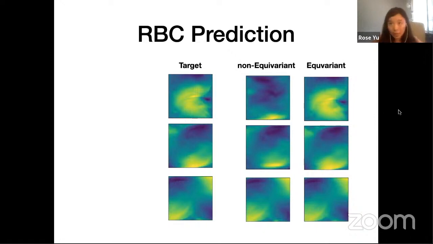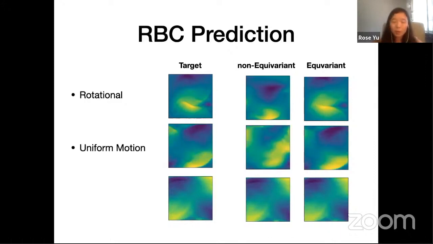Let me show you some examples. Let's consider rotation. What you see here, the left is the target, which is the ground truth, and the middle one is the prediction from a non-equivariant model. Even though it's one of the state of the art for video forecasting, it completely fails with changing dynamics, whereas the equivariant model predicted well in this case. And this type of property holds for different types of group transformation, such as uniform motion and scaling.